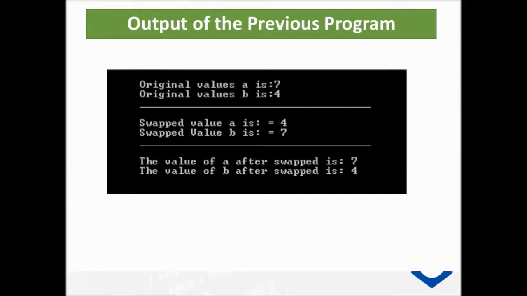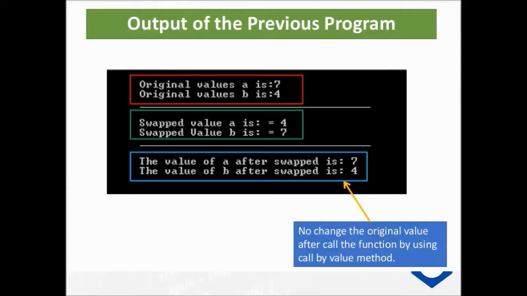So we note from this program that the values of actual parameters a and b are passed to the formal parameters x and y. Any change done on the formal parameter does not change the actual arguments, as we see in the output. So there is no change to the original value after calling the function by using the call by value method.